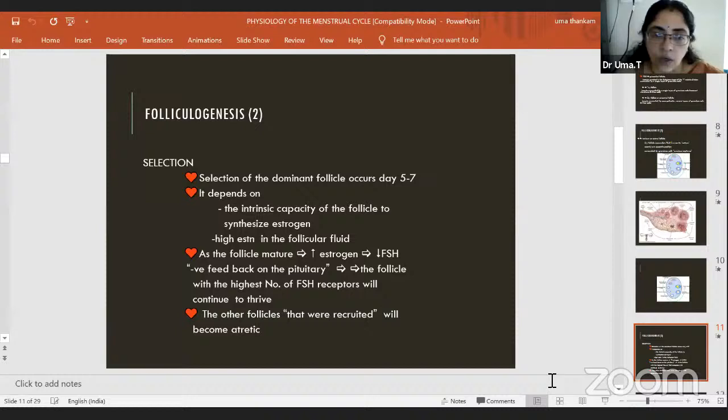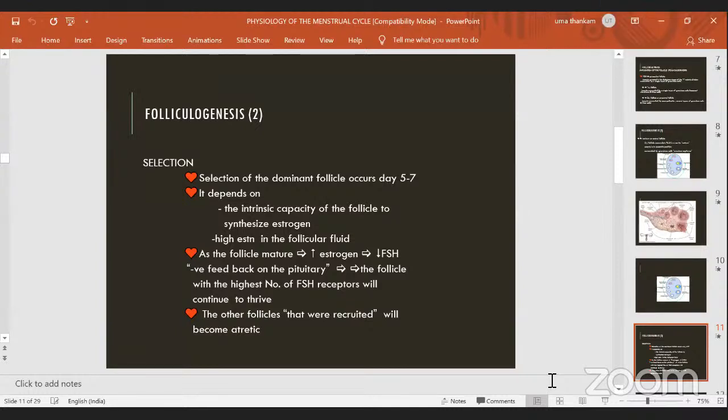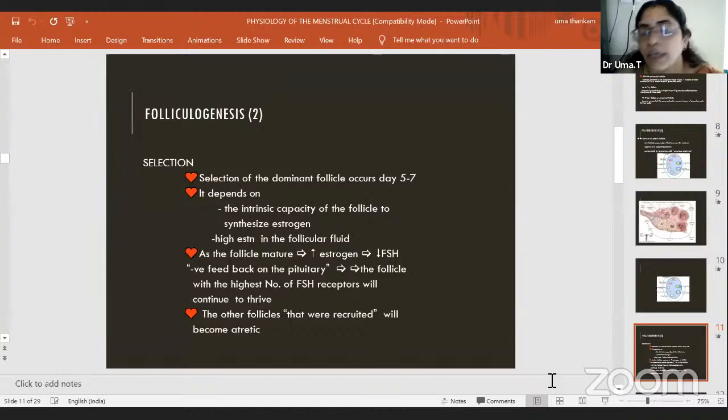And this in turn causes a negative feedback on the pituitary, which causes a decrease in FSH secretion. The follicle with the highest number of FSH receptors will continue to thrive. So that is the essence of folliculogenesis. The other follicles that were recruited will become atretic. Am I clear?